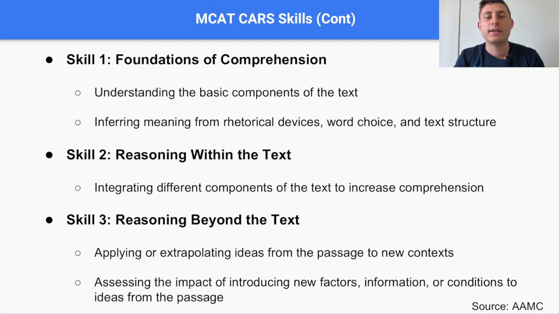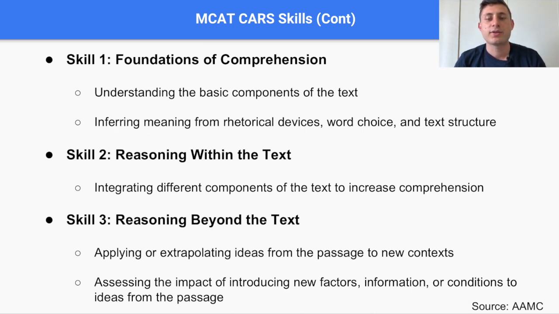And last but not least, we have the MCAT CARS skills. Now, since the CARS is a much different section from the other 3, those science sections, they have their own skills. The AMC has listed 3 skills that they want you to know, but I actually developed 2 more skills that I want all my students to be able to master. That's going to get them those extra points on the test. So first, let's talk about the 3 that are listed by the AMC.